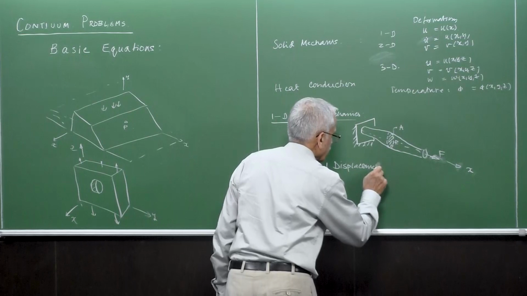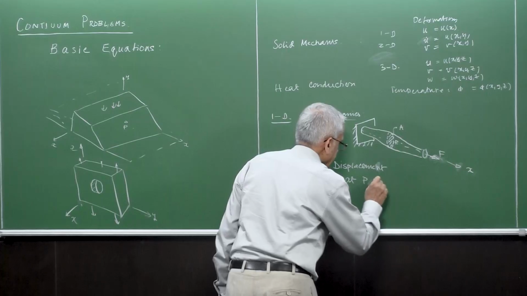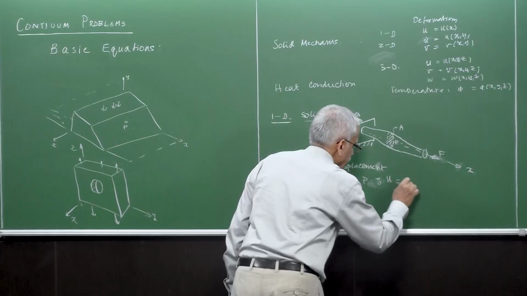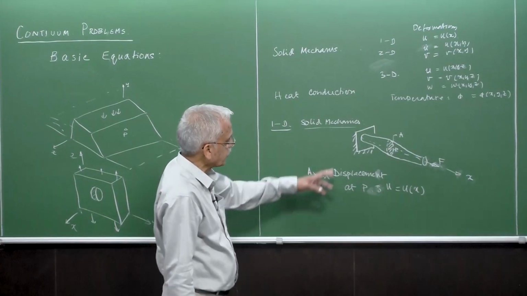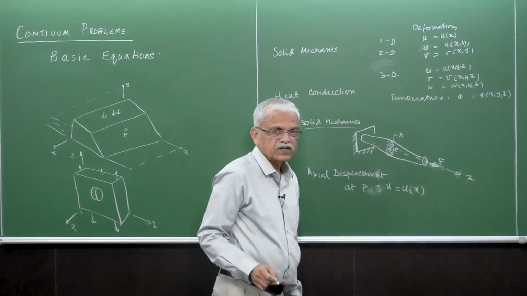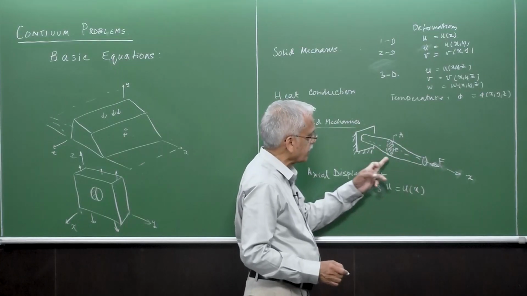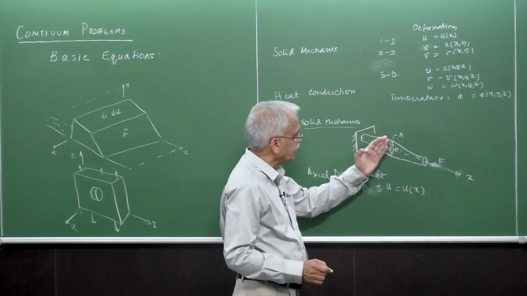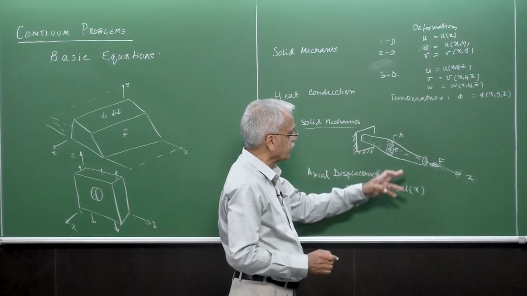The axial displacement at P, we can write as u, and we write it only as a function of x. This is because of the assumption that the whole cross section is small, thin, and every point in this cross section will have the same displacement in the x direction. It is a uniform displacement in the x direction, given by u. Obviously, it is a function of x.